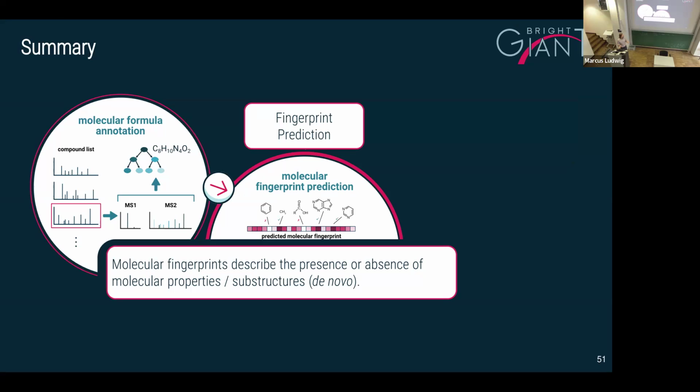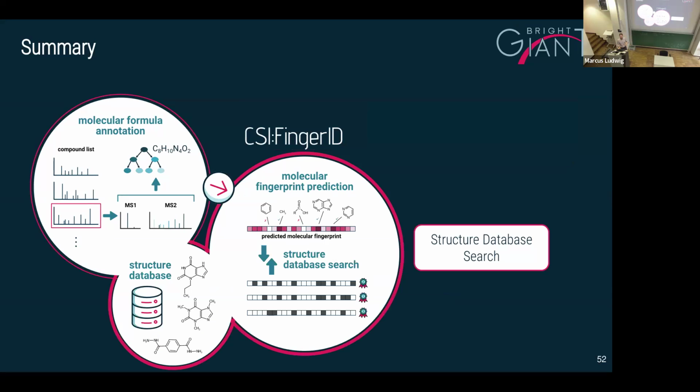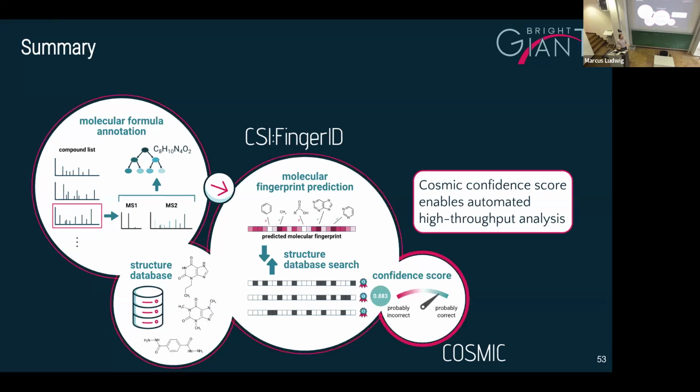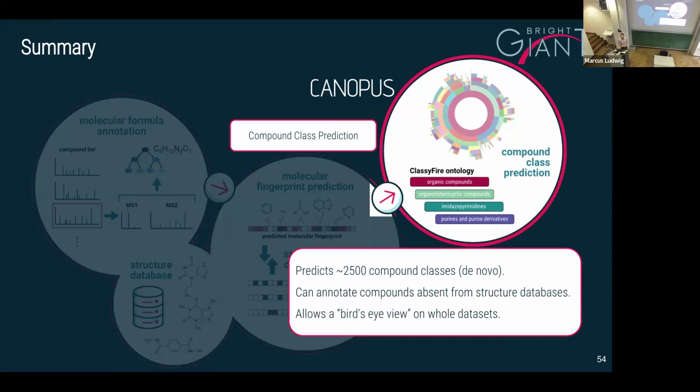On the one hand, it already describes the presence and absence of substructures, so this is already useful information to you. But because there are several thousands of these molecular properties in the fingerprint, you usually don't look at it in detail. It's rather used either to search in a structure database, and then if you get a hit in the database, we also give you a confidence, which is more used for automating your high throughput analysis, not so much for manual interpretation. And if you don't have any good hit in the structure database, we can still provide you with compound classes.